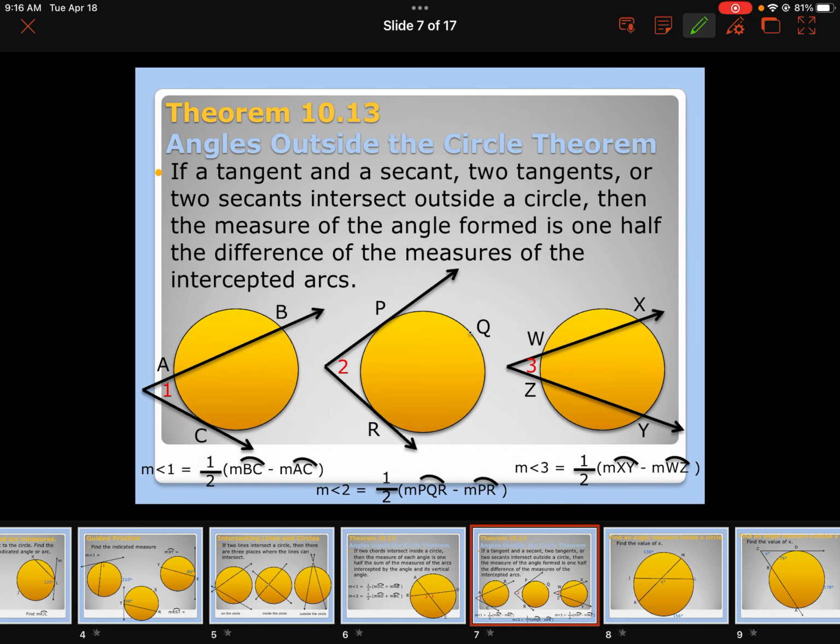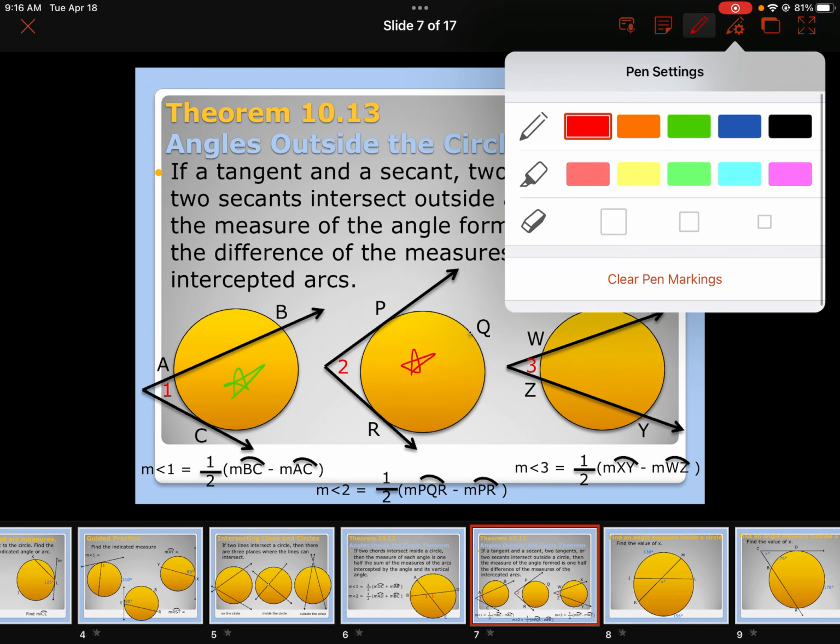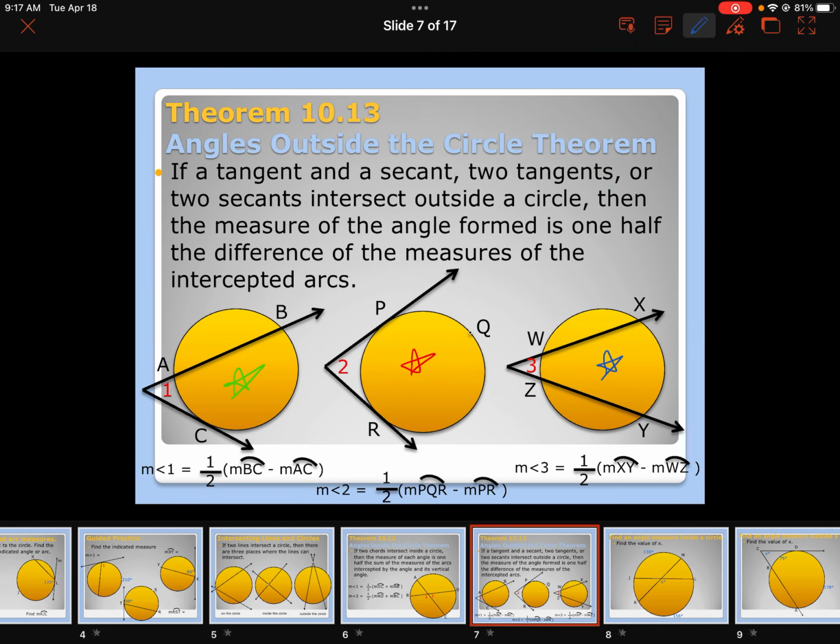So theorem 10.13 is the angles outside the circle theorem. Make sure you mark that in your packet. If you have a tangent and a secant, like you do in that first example, I'll put a green star there, that's your tangent and your secant. Or if you have two tangents, like the second example, I'll use a red star. Those are two tangents that intersect outside the circle. Or if you have two secants that intersect outside the circle, I'll use a blue star. Those are two secants that are making an angle that's outside the circle.